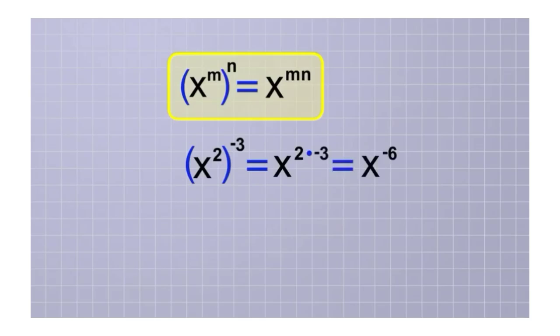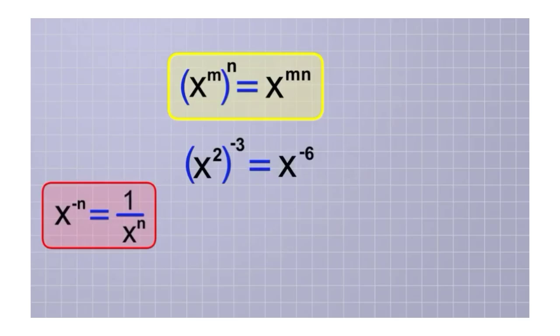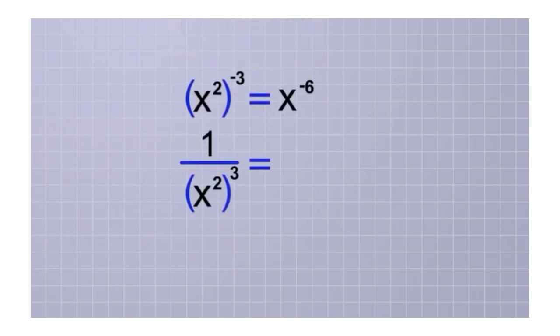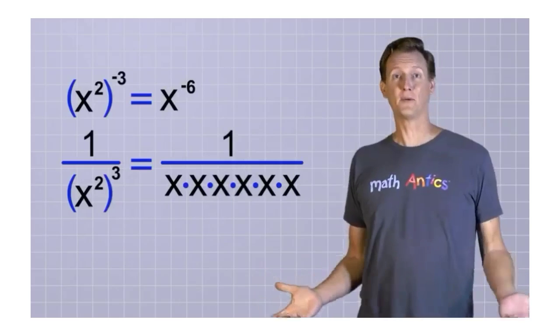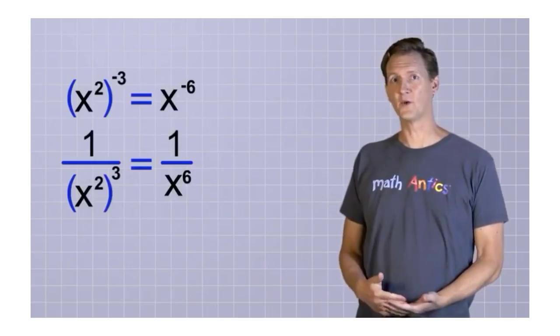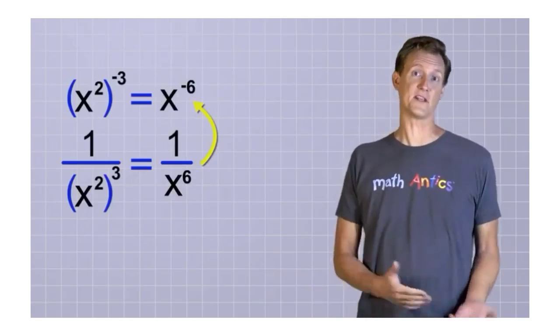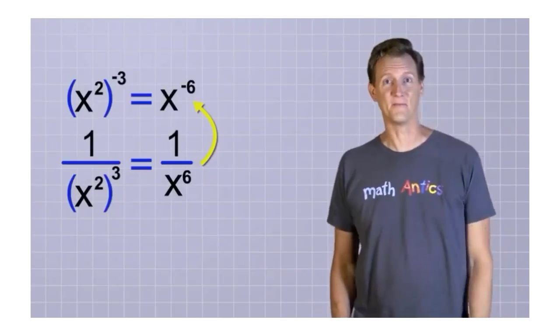x to the -6th. To see if that's true, we'll need to use the law we just learned about negative exponents and rewrite this as 1 over x squared to the +3rd power. That simplifies to 1 over x squared times x squared times x squared, which in turn simplifies to 1 over 6 x's being multiplied together. And that all checks out, because 1 over x to the 6th would be the same as x to the negative 6th power. Pretty cool, huh?